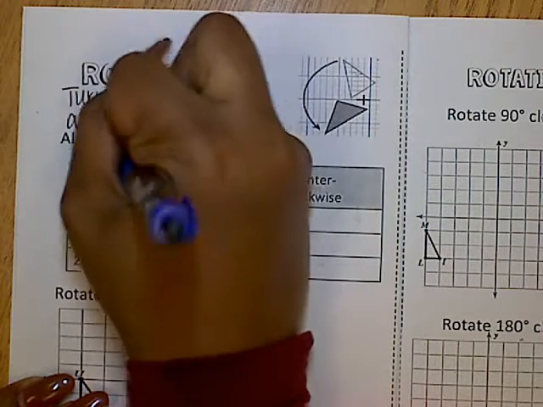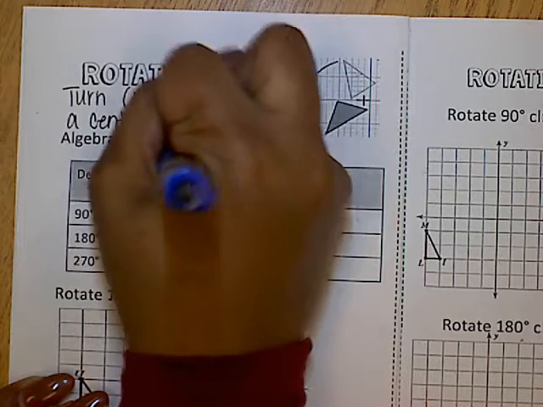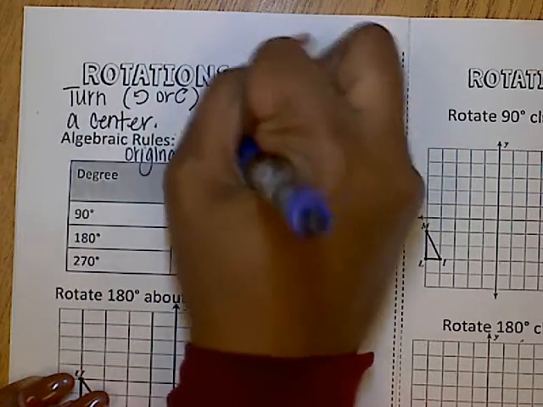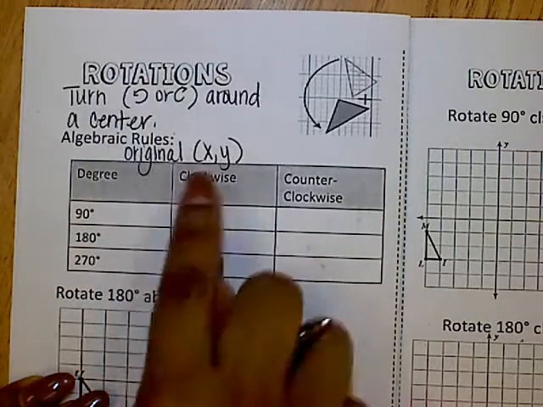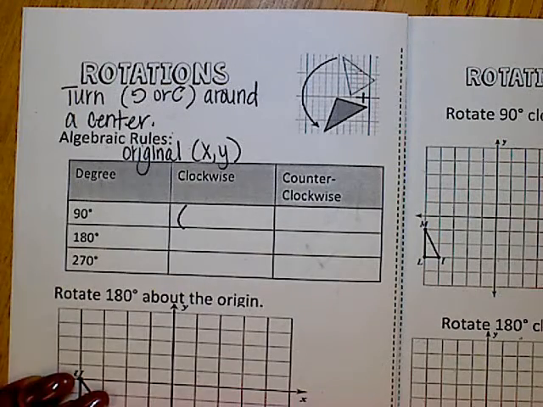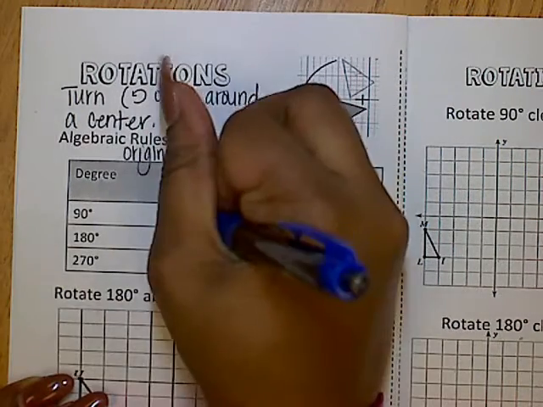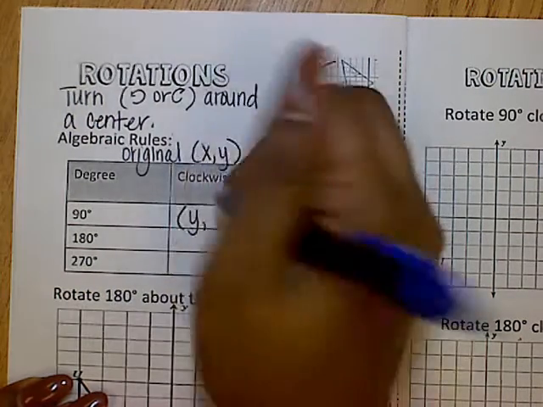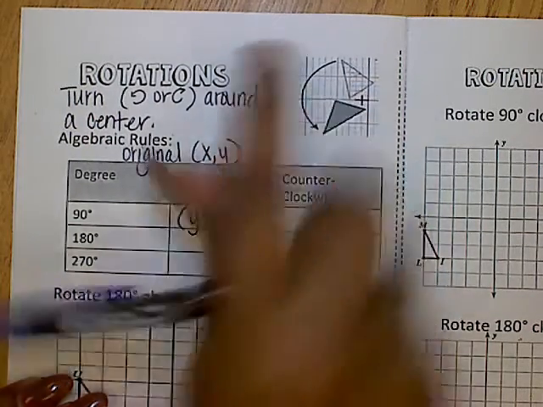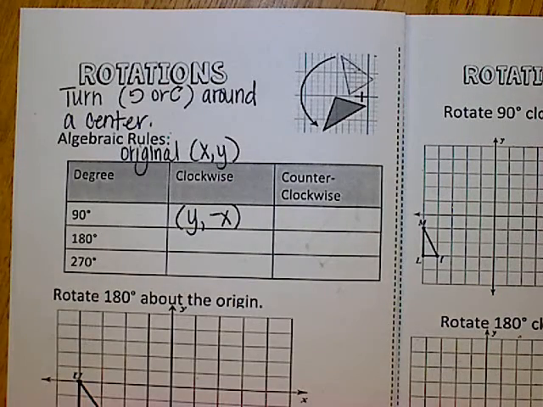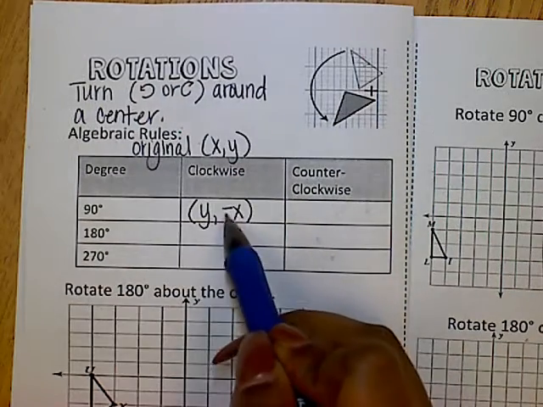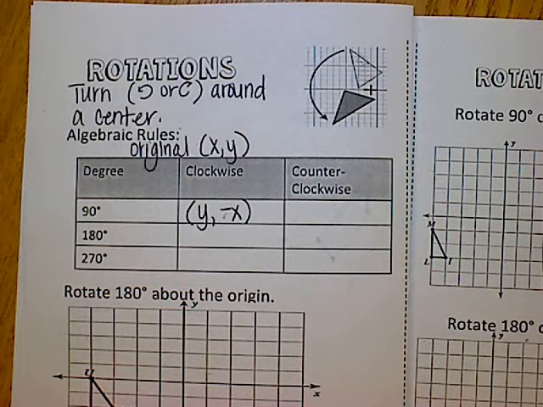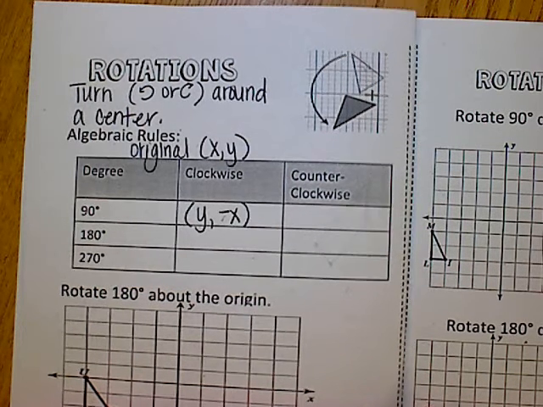my original is always x, y. So if I'm rotating my original x, y 90 degrees, my y value becomes my x value. So you put your y value first, and then you flip the sign of your x value. So if it's positive, it's now negative. If it's negative, it's now positive. That's what we mean when we put these negative signs there. It just means flip the sign. It doesn't mean it's negative. If it's positive, it becomes negative. If it's negative, it becomes positive. So just be really clear about that.